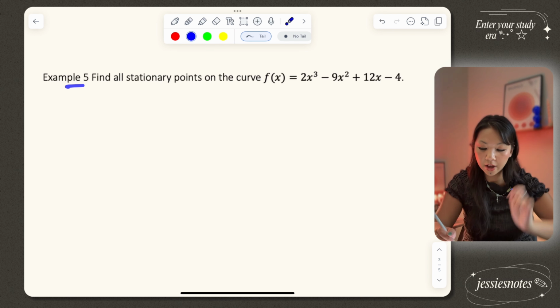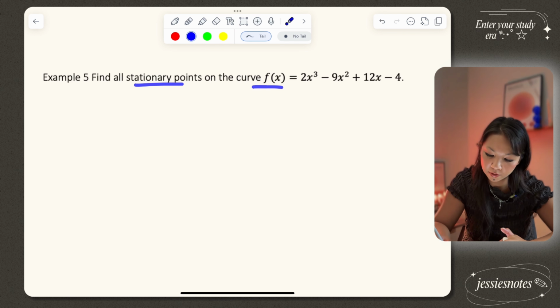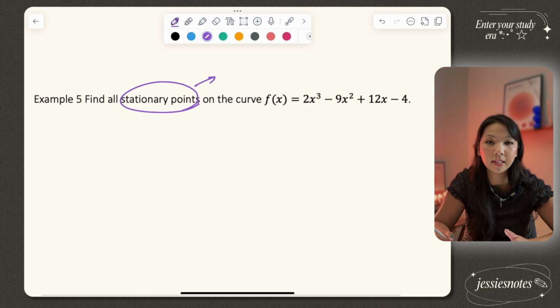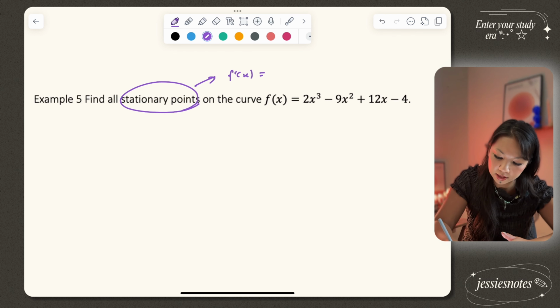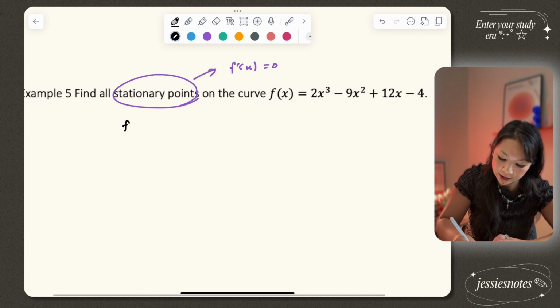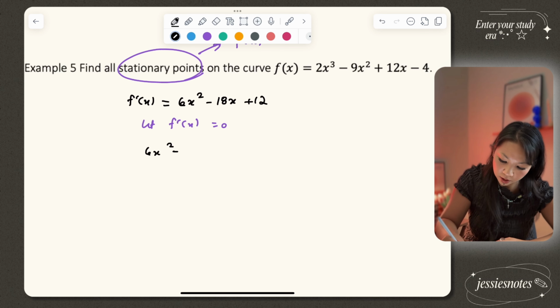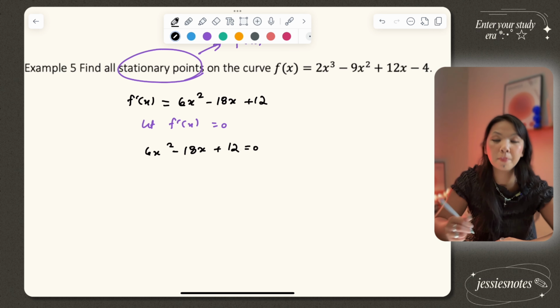Example 5, find all stationary points on the curve f of x equals to this. So if you want to find a stationary point mathematically, that means that the first derivative is equal to 0. So let's go ahead and find the first derivative. That's going to be 6x squared minus 18x plus 12. And then now I'm going to let that equal to 0. We get 6x squared minus 18x plus 12 equals to 0.